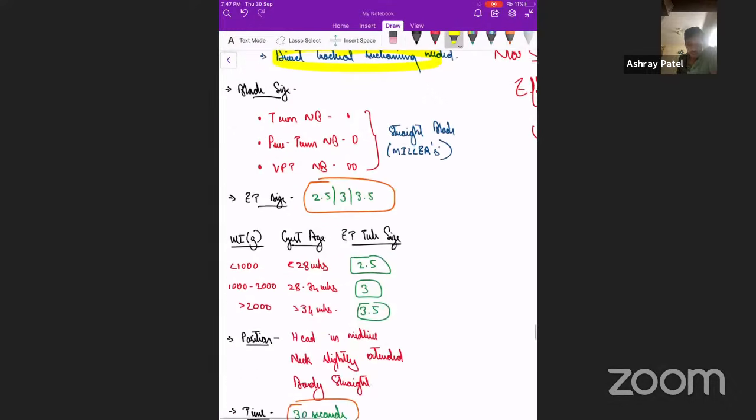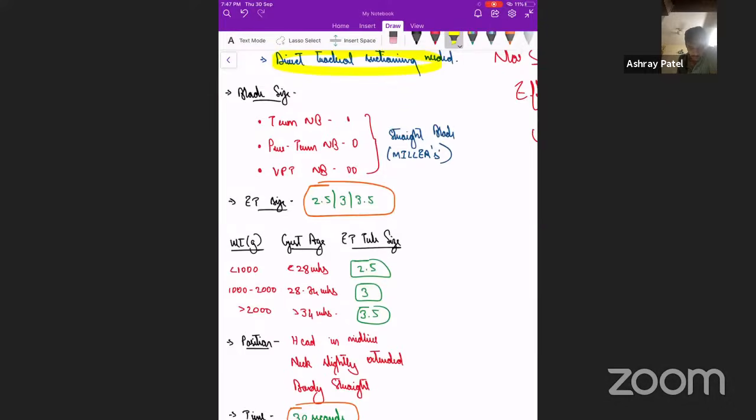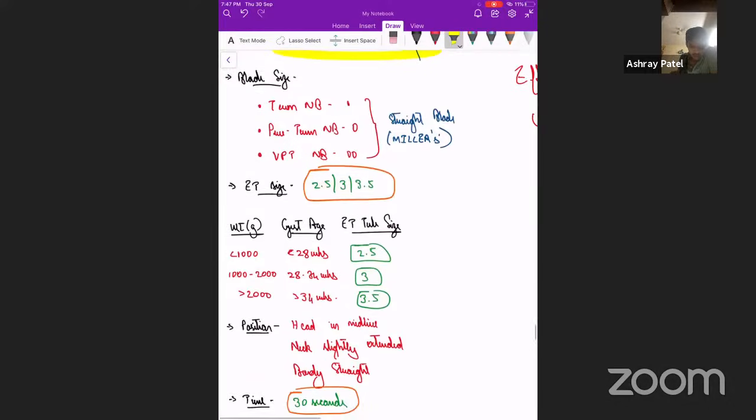Okay. Next is one of the important MCQs. The following two sections. One is, what is the size of the blade? If it is a term newborn, we use 1. If it is a preterm newborn, we use 0. And if it is a very preterm newborn, we use 00. It is a straight blade named by Miller. So it is the Miller's blade.